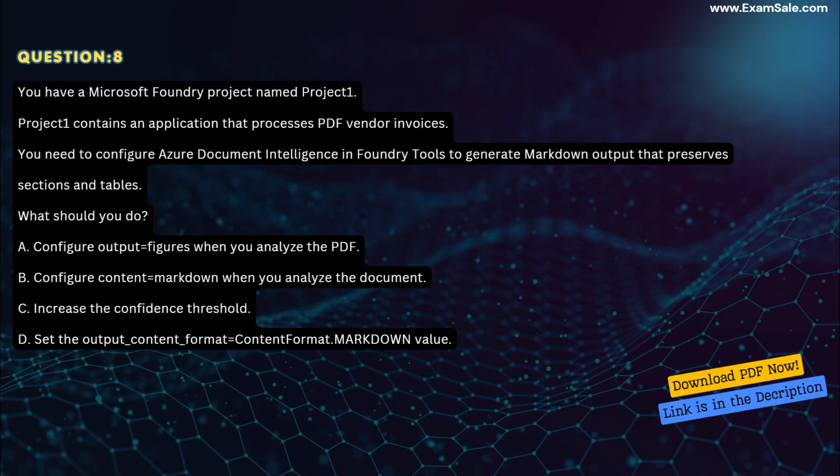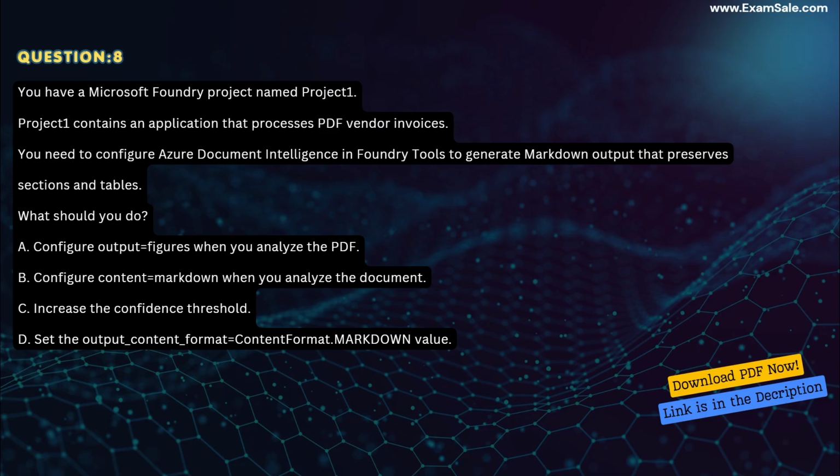Question 8. You have a Microsoft Foundry project named Project 1. Project 1 contains an application that processes PDF vendor invoices. You need to configure Azure Document Intelligence and Foundry tools to generate Markdown output that preserves sections and tables. What should you do? A.